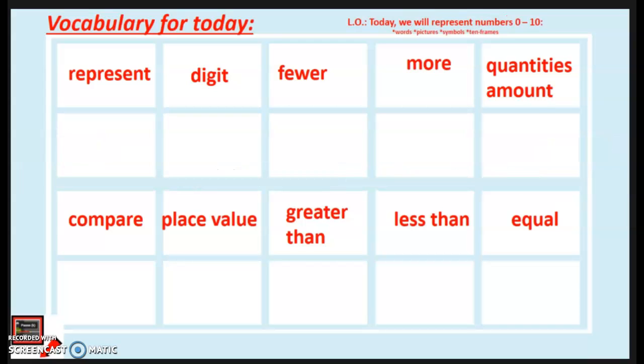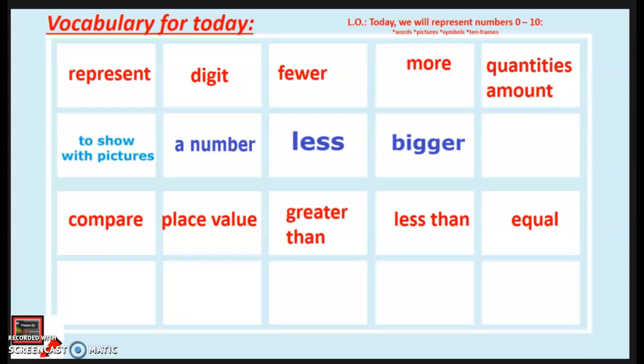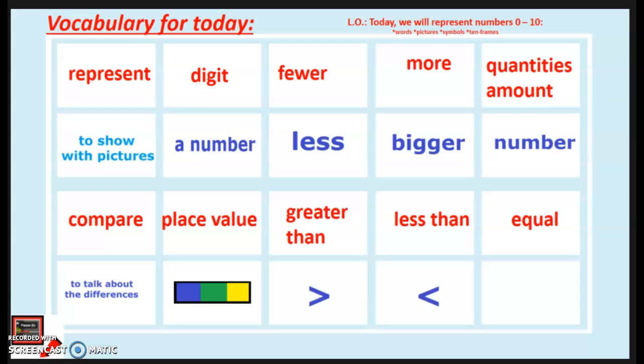So I'm going to go fast. Represent means to show with pictures. A digit is a number. Fewer is less. More is bigger or greater. Quantity is amount. That's another name for a number. Compare means to talk about the differences. Place value, greater than, less than, and then equal to.